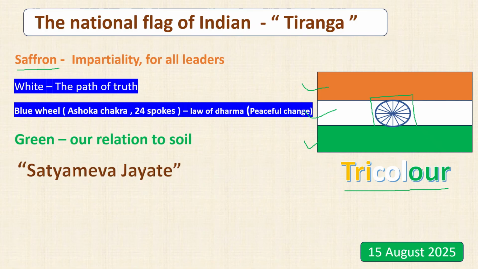The last one is the green color, which shows our relation to soil. Since we are directly or indirectly dependent on soil for our raw food materials. Okay, you can't eat rice without a rice crop. You can't make rotis or bread without wheat.